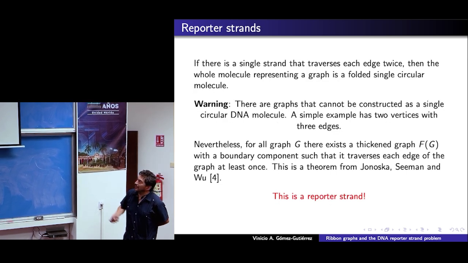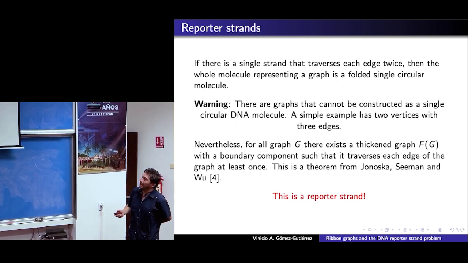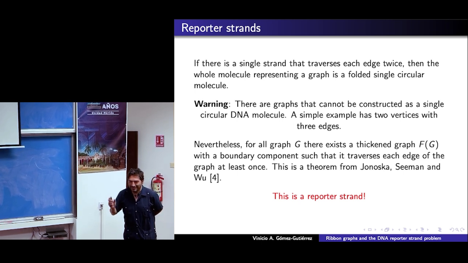If there is a single strand that traverses each edge twice, then the whole molecule representing a graph is a folded single circular molecule. Warning: there are graphs that cannot be constructed as a single circular DNA molecule. A simple example has two vertices with three edges. The example is in 2 slides.